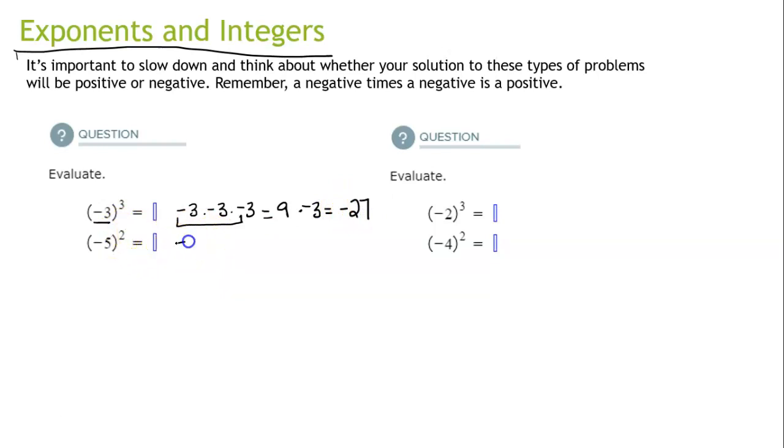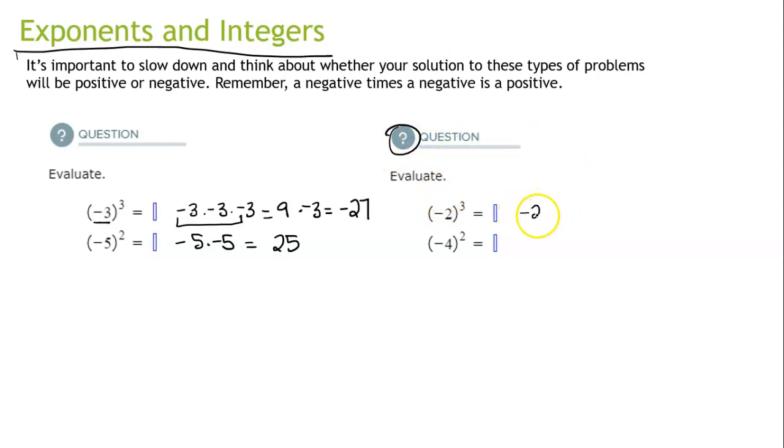This one's different because it's negative 5 times negative 5 because the negative's on the inside of the parentheses. So this becomes a negative times a negative is a positive 25. So just because you see a negative doesn't mean your answer is going to be a negative because a negative times a negative becomes a positive. You pause the video and try this one on your own.